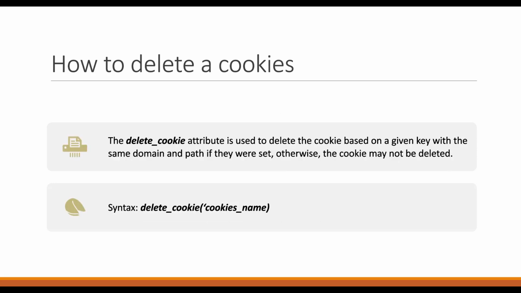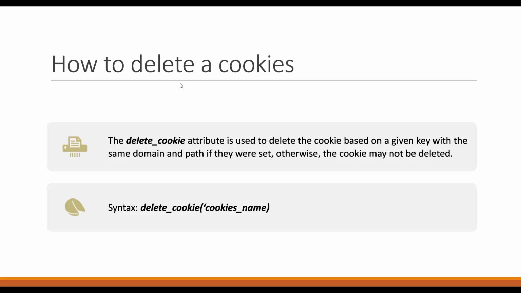So now we will learn how to delete a cookie. The delete_cookie attribute is used to delete the cookie based on the given key with the same domain and path if they were set. Otherwise, the cookie may not be deleted. And the syntax for this is delete_cookie, and in parentheses you have to pass the name of the cookie.